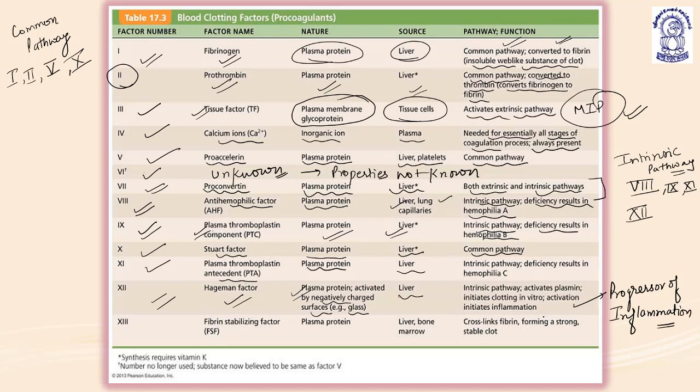Plasmin is secreted by factor number 12, which is the intrinsic pathway factor. Factor number 13 is a fibrin stabilizing factor, a plasma protein present in liver and bone marrow. It cross-links the fibrin, forming a strong, stable clot. Okay, so it is an unknown: factor number 8, which category does it belong to?